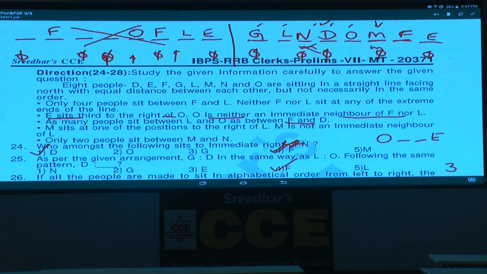How many people sit between M and L? There are 3 persons. D, N and O are the 3 persons, that is choice 1. Done with this? Now this is about question numbers 24 to 28. Any doubts in these 5?